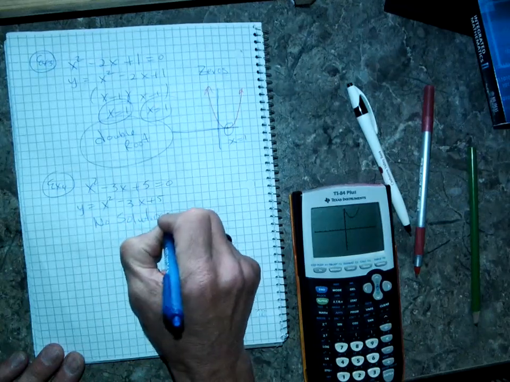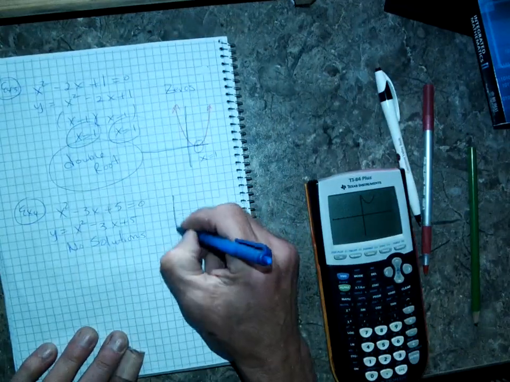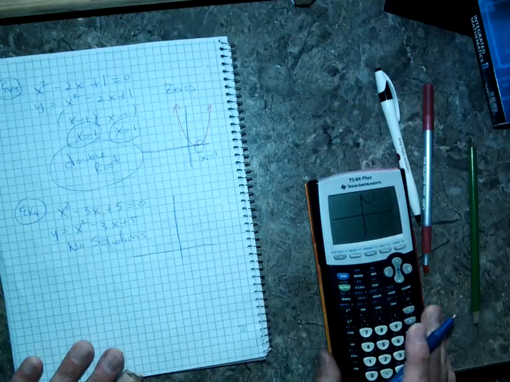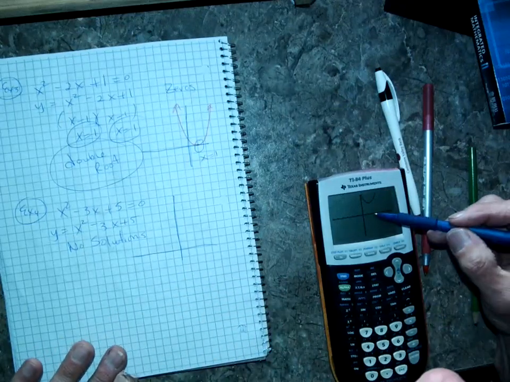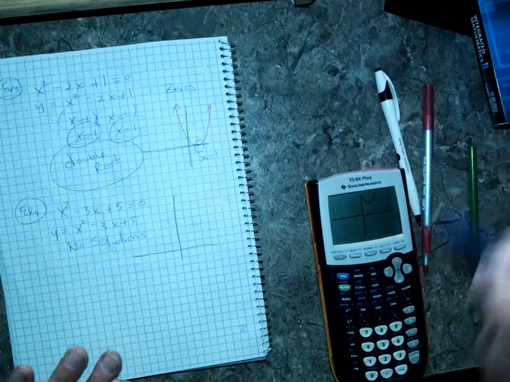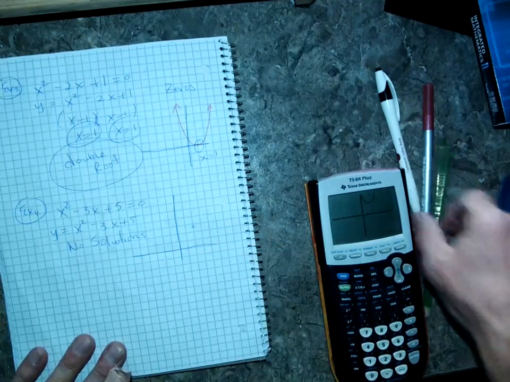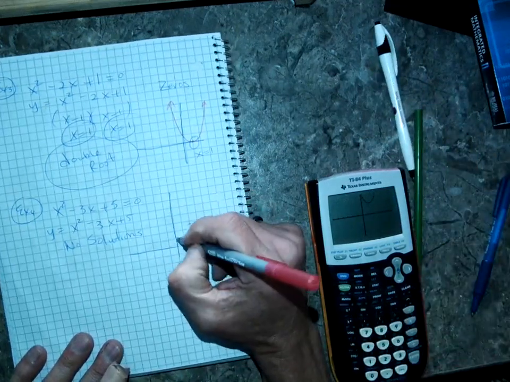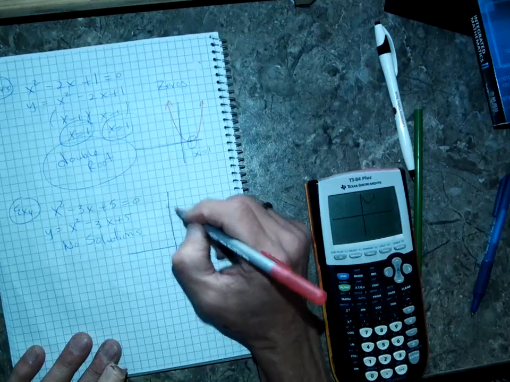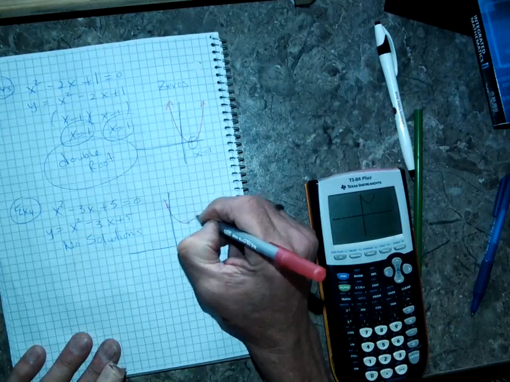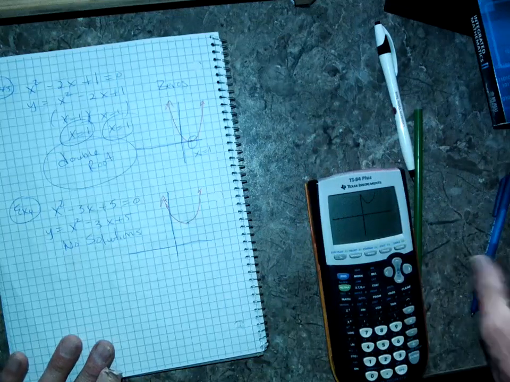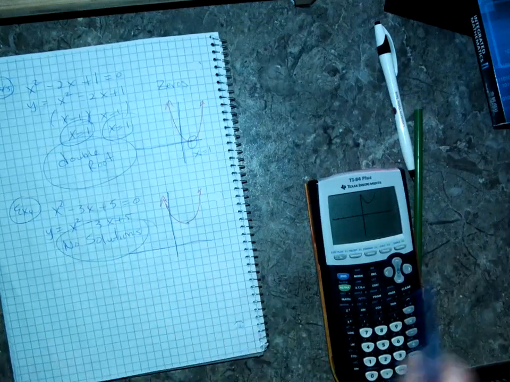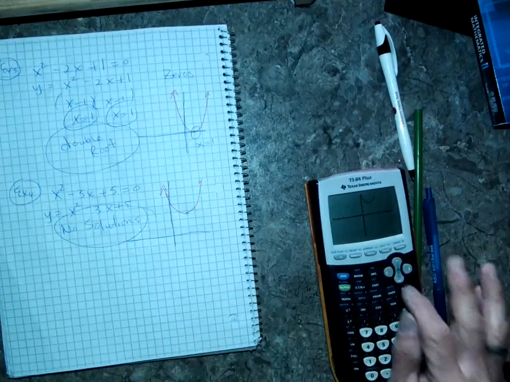solutions. So I'm going to go ahead and draw a picture of that. And it's really up at about 2, 3 kind of. About there. And the graph looks something like this. 1, 2, 3, 4, 5. It's going to look something like this. And no solution because there's no x-intercepts.